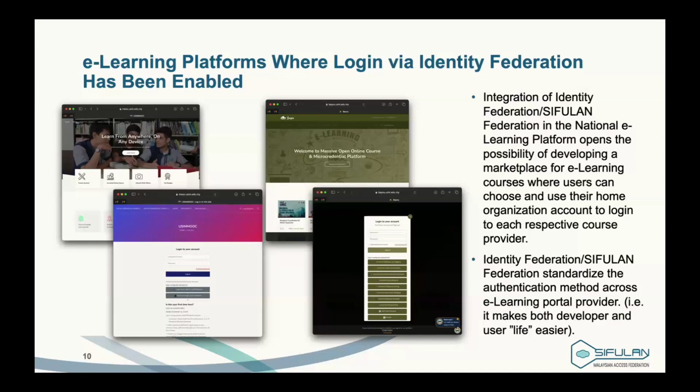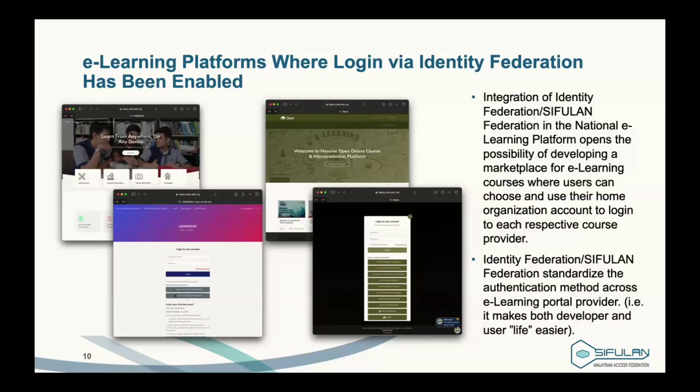And we're also doing some pilot tests. For example, let's say there's a student from University A. They would like to take a course at University B. They can do so. I mean, they can enroll in that course and log into the learning management system platform using Identity Federation. Upon completion of that course, they can transfer the credit back to University A, so it will be reflected in the transcript.